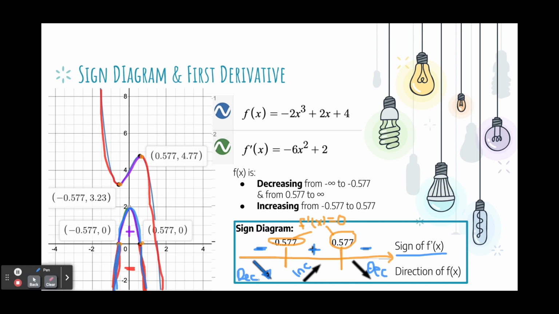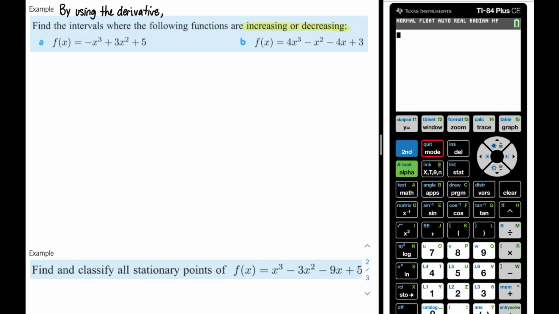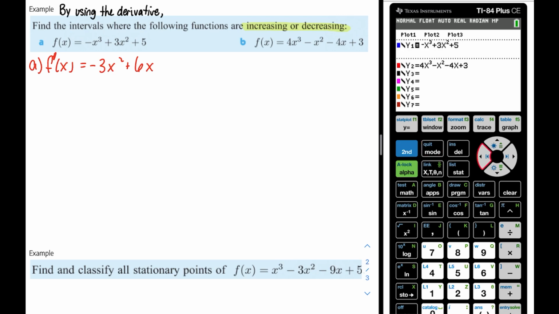By using the derivative, find the intervals where the function is increasing or decreasing. So for A, let's find the derivative to start with. My derivative is going to be negative 3x squared plus 6x. If we graph this derivative, then we're going to figure out when it's positive or negative. So let's go ahead and graph my derivative.